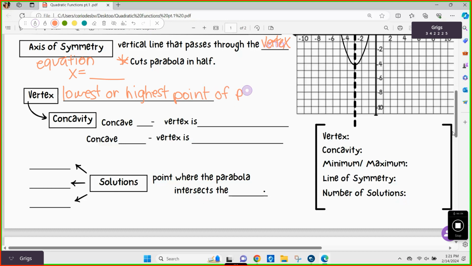Of a parabola. And we could also refer to it as the minimum or the maximum. Whew, that was a lot to write. You think anyone knows this is a parabola? Parabola. So your vertex is the highest or lowest point on a parabola.